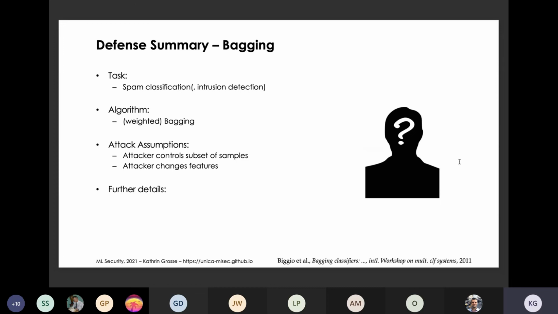And the attacker assumptions are that the attacker, again, controls a subset of the samples, and also that the attacker is able to change features. So you could also think about an attacker that only changes labels, but in this case, the attacker changes the features.